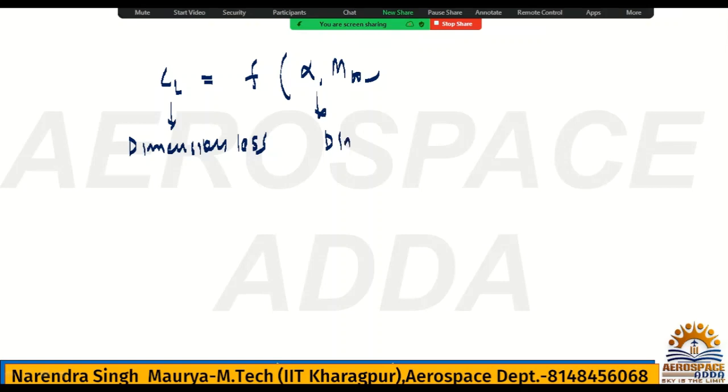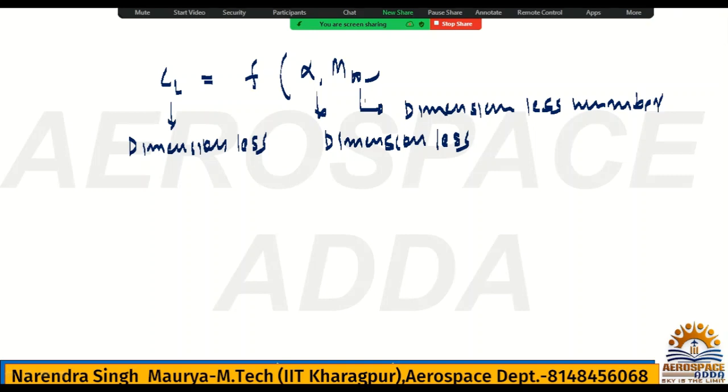Alpha is dimensionless. M infinity is a dimensionless number. So one more term will come which will indicate the properties of the flow, or you can say for the flow analysis we have different numbers, right? Like Mach number we have. So this Mach number is basically used to identify the region of the flow, like it is subsonic, supersonic, transonic, hypersonic. So what is the region of the flow? It is a dimensionless or non-dimensional number.